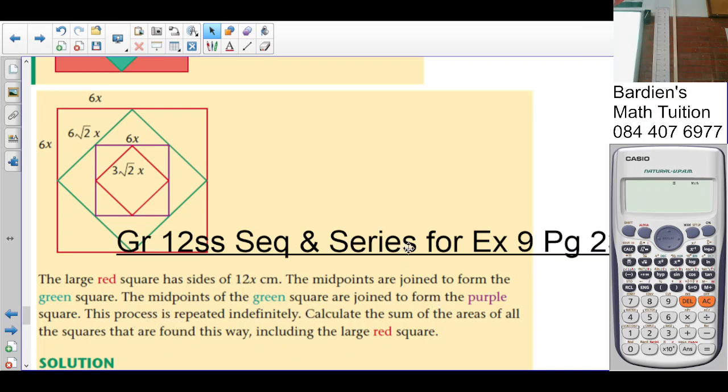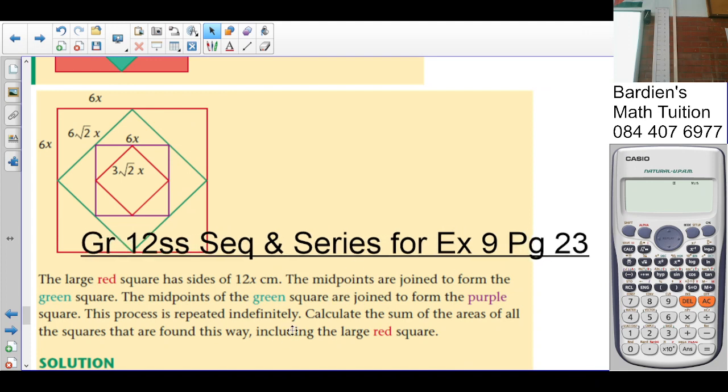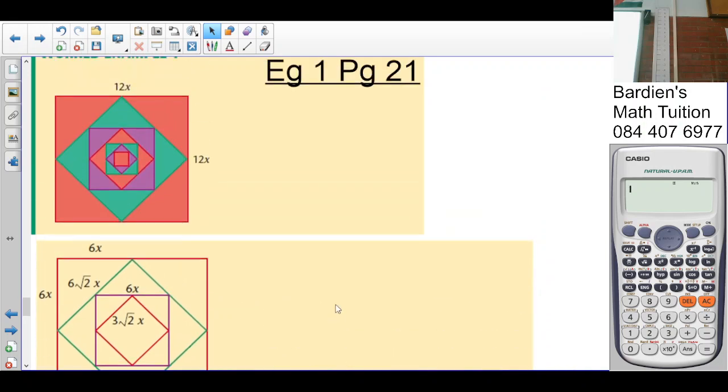So if you see in the sum it repeats indefinitely, or to infinity, we know we're going to use at some point the sum to infinity formula. The sum to infinity formula can be applied if and only if r is greater than -1 but less than 1, provided r is not equal to 0. The question says calculate the sum of the area. So we need to set up a sequence or a series with the areas of all the squares that are formed this way, including the large red square.